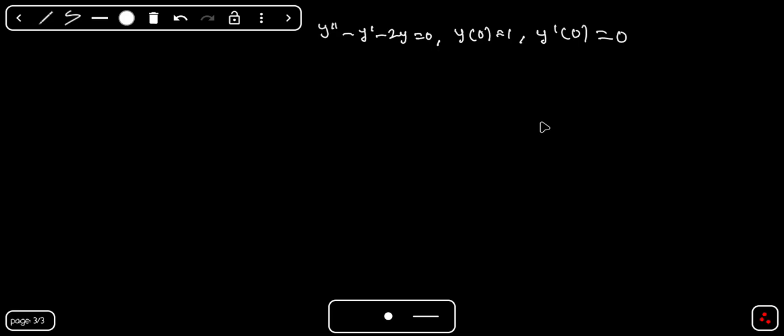So in today's video we'll be solving this beautiful differential equation. We can see that this is an initial value problem, and in today's video I'll be making use of the Laplace transform in solving this beautiful equation.